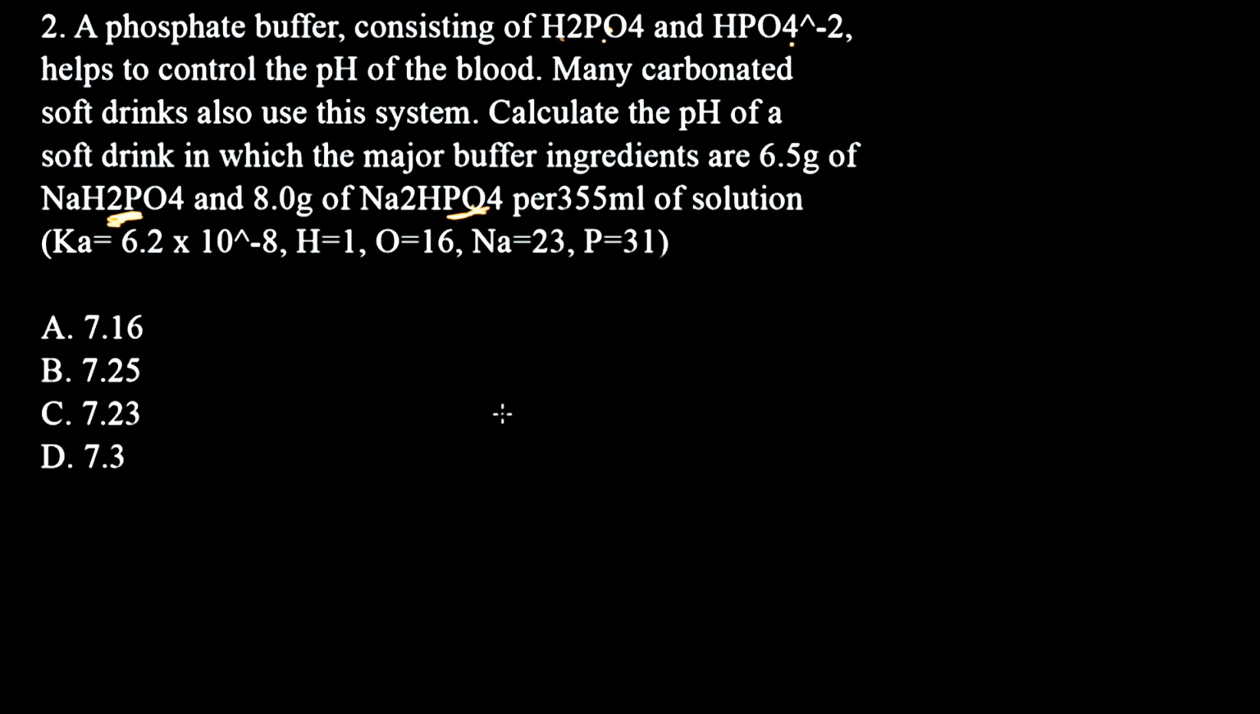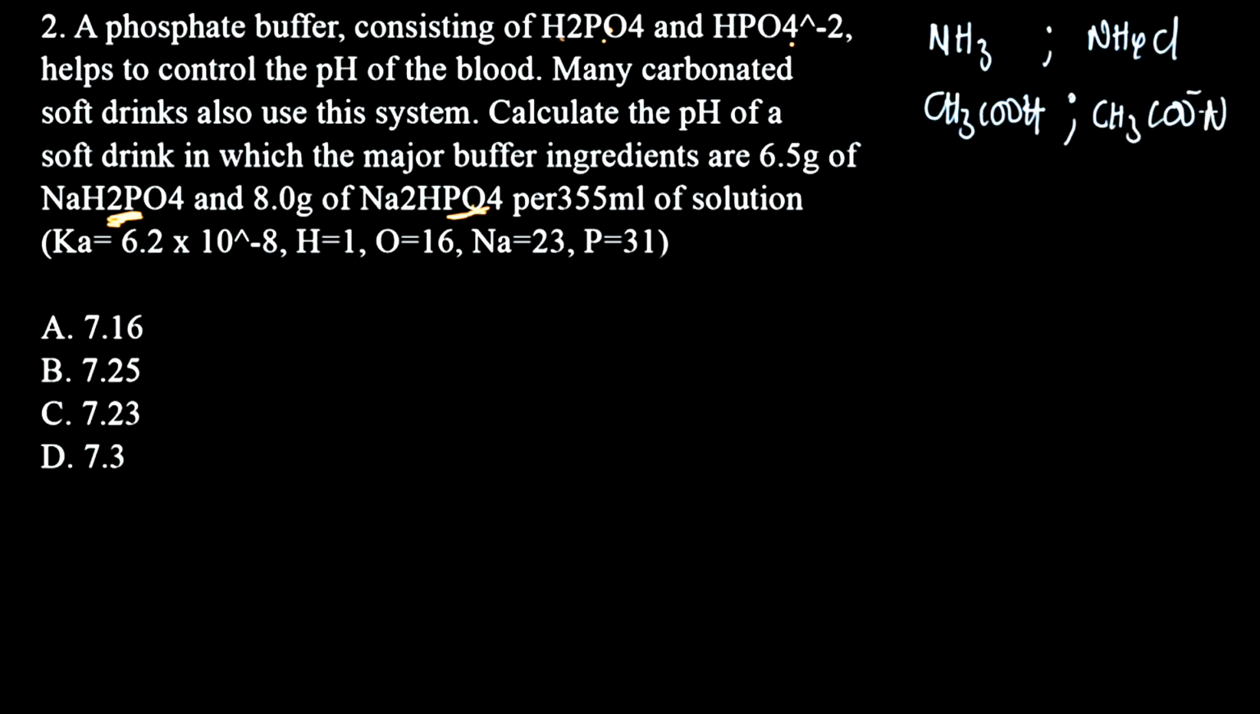Alright, so let's look at this question. A phosphate buffer consisting of H2PO4 and this helps to control the pH of the blood. So we are told to calculate the pH of a soft drink in which the buffer ingredients are this and this. Recall that we said a buffer solution will always consist of a weak acid and its salt, or a weak base and its salt. So here's an example of a weak base: we have NH3 and its salt is NH4Cl. And from the previous question that we did, the weak acid is ethanoic acid, and its salt is sodium ethanoate.